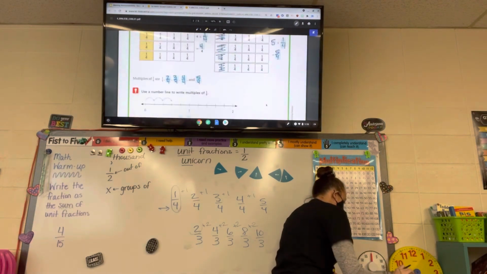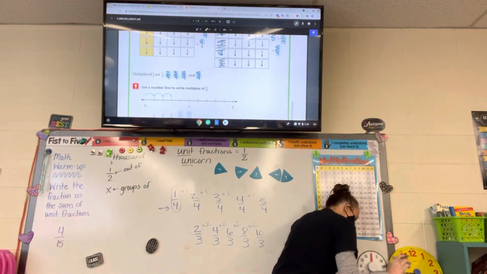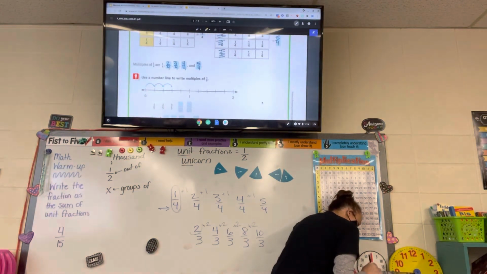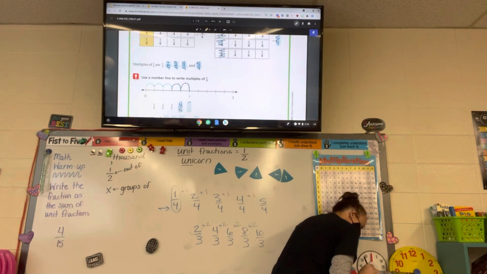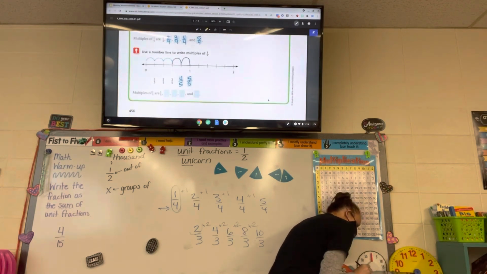Use a number line to write the multiples of 1/5. So 1/5, 2/5, 3/5, 4/5, 5/5. So the multiples of 1/5 are 1/5, 2/5, 3/5, 4/5, and 5/5.